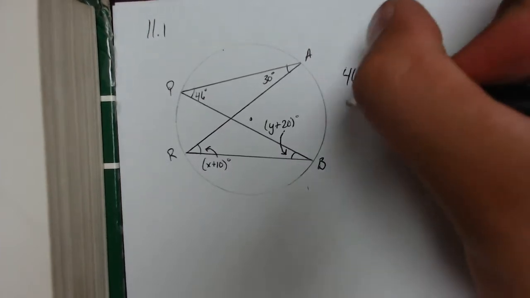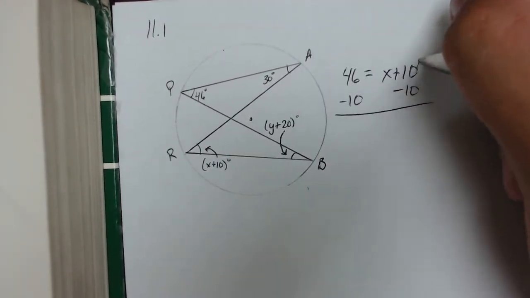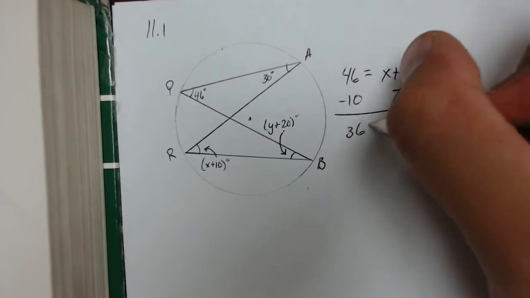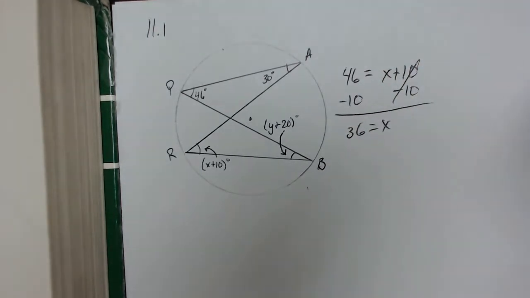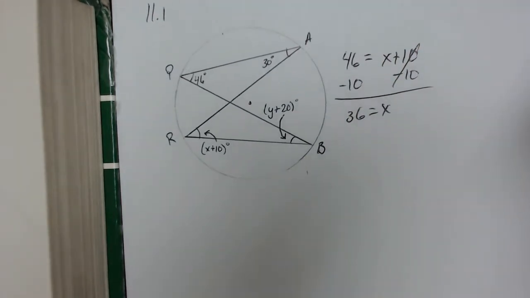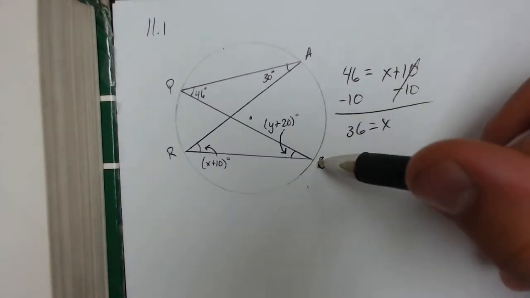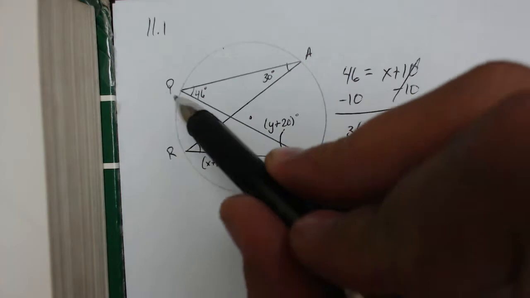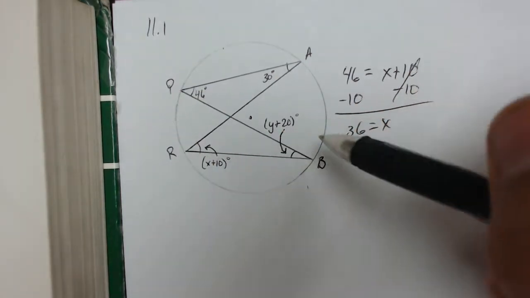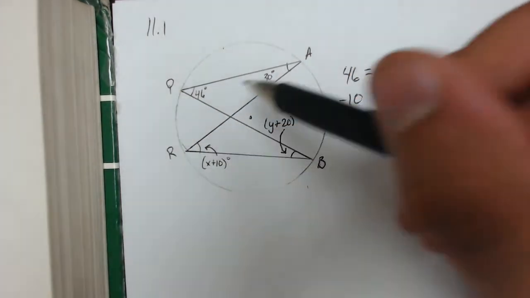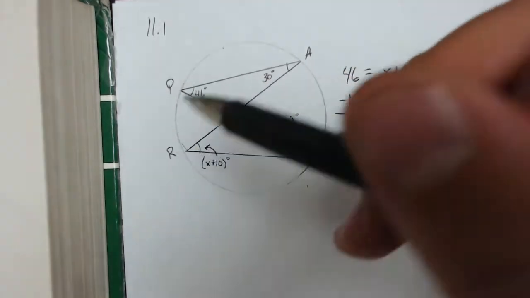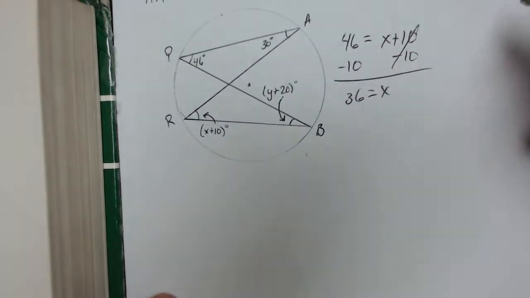We just subtract 10 from each side, and we get 36 equals x. So we've already solved one of them. Next, we need to solve for y, and we'll notice that if we look at angle B and angle A, they both subtend the same arc, PR. So this angle cuts off this arc, this angle cuts off the same arc. So those angles are also equal, so we can do the same thing.